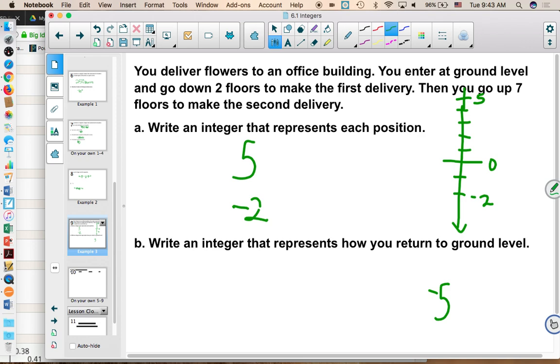So if you count each floor up 7, Monique, I'd like for you to be doing it too. Count up 7, and what integer are you at? You're at 5. So that's where our -2 and our 5 come from. Then it says, write an integer to represent the ground level. I got to get back down to ground. So now I'm going to go down 5. Go in the opposite direction.